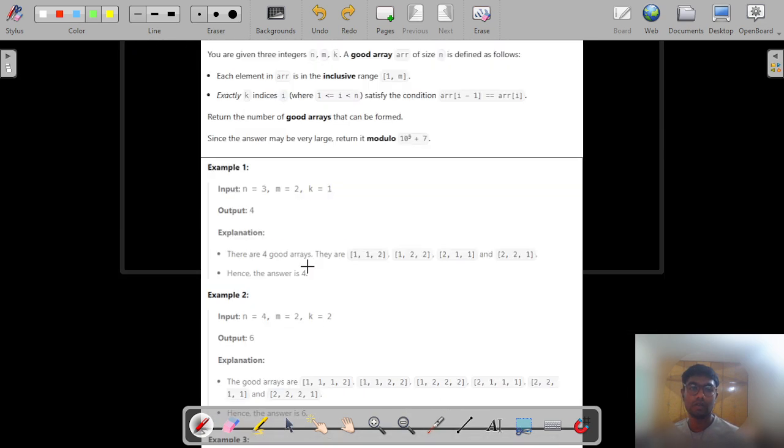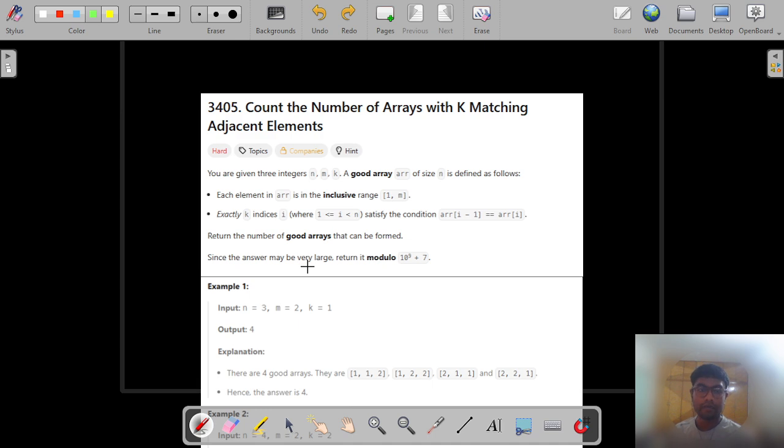Okay, so let us look at this problem statement. You are given three integers n, m, k. A good array of size n is defined as follows. Each element in the array is inclusive of 1 to m. Exactly k indices i, where 1 to n, satisfy the condition of adjacency. Within this range, we need to return the number of good arrays that can be found. Since the answer may be very large, return it modulo 10 power 9 plus 7.